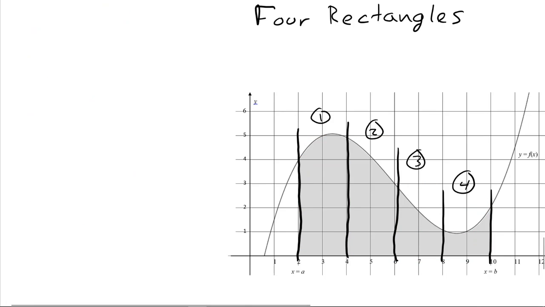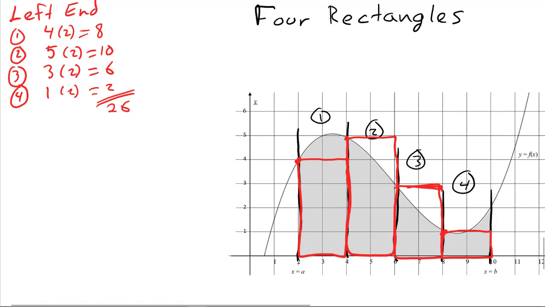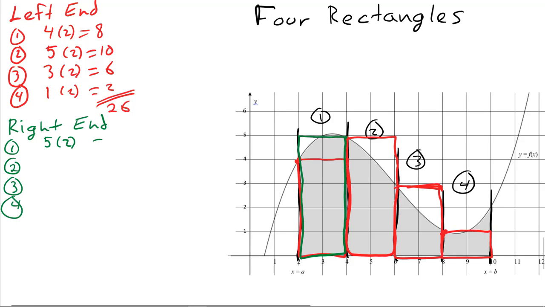Then we can carry on to do the left end, right end, and midpoint estimates as we did before. So the first interval has a height of 4 at the left end, the second has a height of 5, the third one 3, and the fourth one 1. So using the left end, our total comes out to 26. On the right ends of the intervals, we have a height of 5 for the first one, 3 for the second, 1 for the third, and 2 for the fourth, giving us a right end estimate of 22.